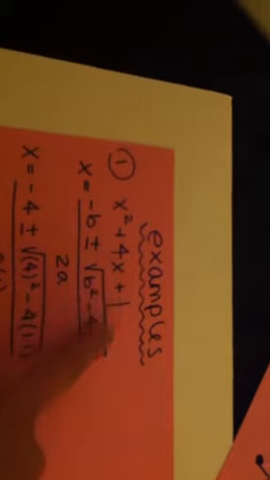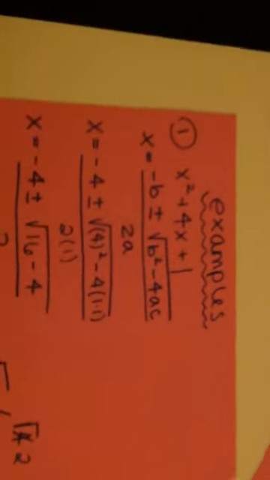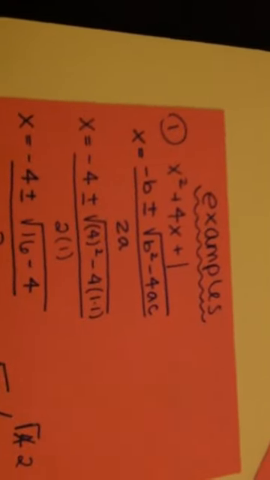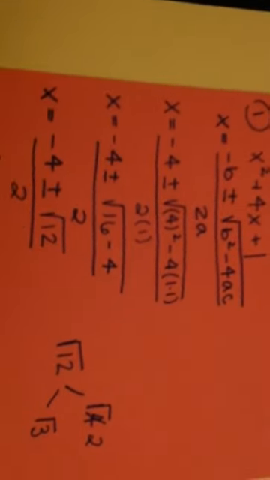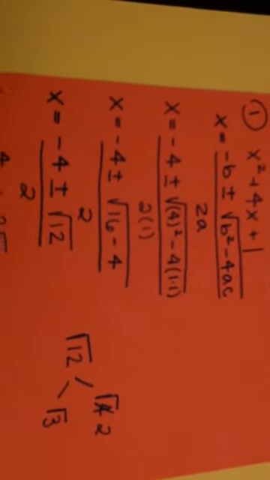For some examples, to start, we have x squared plus 4x plus 1. The x squared is your a term, the 4x is your b term, and then the number 1 is your c term. So you have x equals negative b plus or minus the square root of b squared minus 4ac all over 2a. So then you would plug it in, so you have negative 4 plus or minus the square root of 4 squared minus 4 times 1 all over 2 times 1.